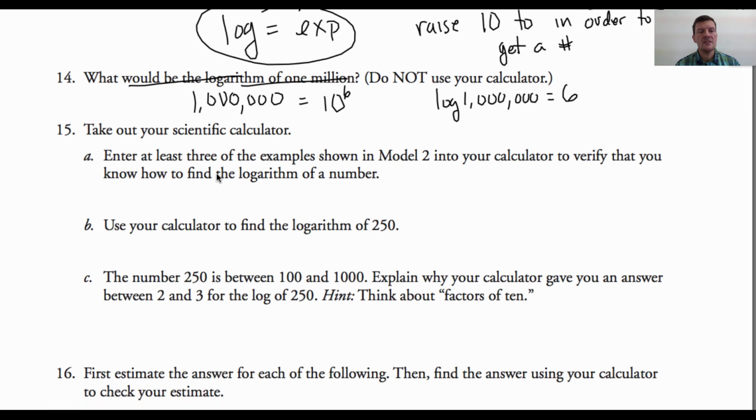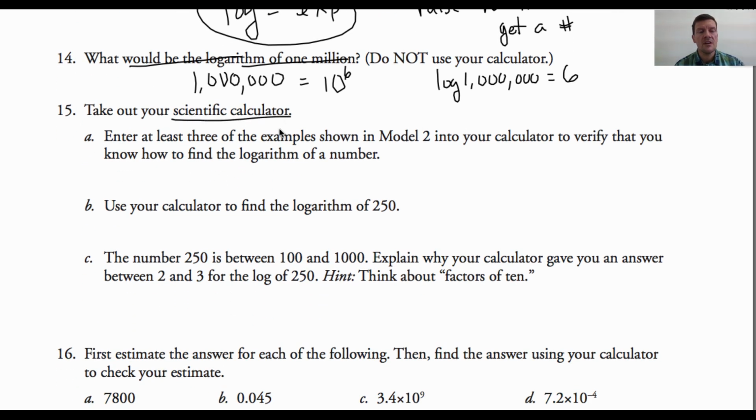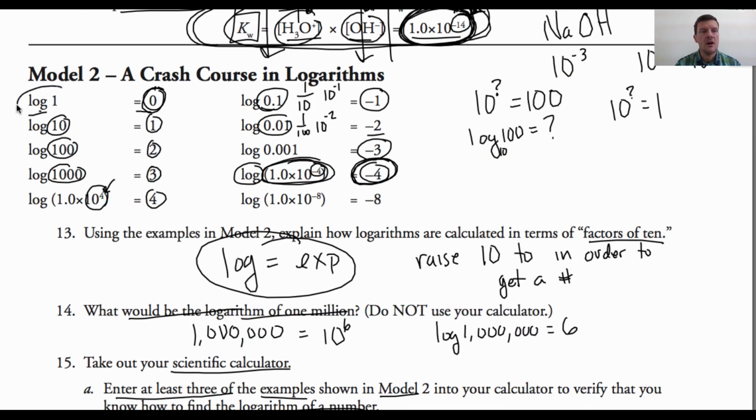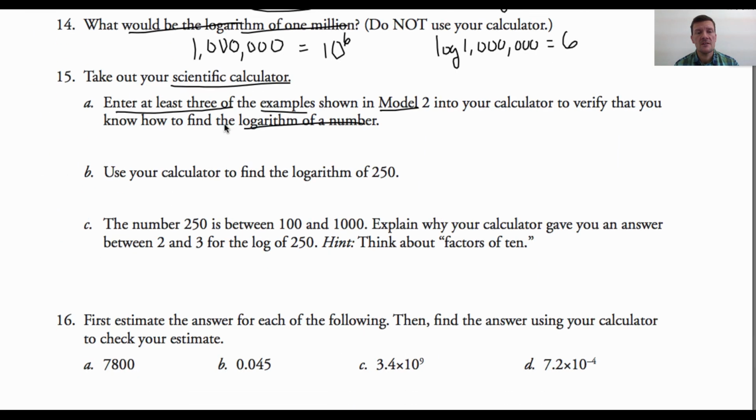Alright, you're going to need your calculator here, and hopefully you are familiar with it in order to use powers of 10 and logarithms. So make sure you become familiar with your scientific calculator if you haven't already. It says here, enter at least 3 of the examples shown in Model 2 into your calculator to verify that you know how to find the logarithm of a number. So you can take the log of 1 on your calculator. You're going to get 0. Take the log of 100. You're going to get 2. You can take the log of any number if you want to, and maybe you'll be able to approximate and estimate what it would be, and verify that you're actually getting these numbers on your calculator.